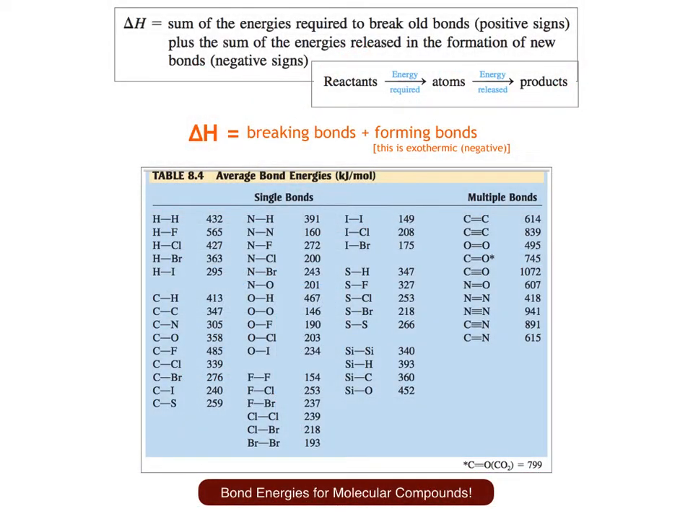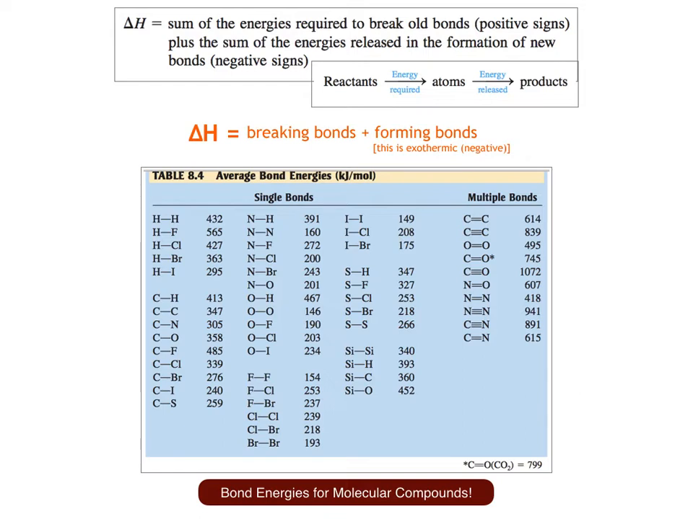In order to estimate the enthalpy change for a chemical process with molecular compounds, we will be using a table of bond energies. In order to calculate the enthalpy change for a chemical process, you should first draw their Lewis structures for both reactants and products, and then create a table of all of the bonds being broken on the reactant side, and another table for all the bonds being formed on the product side.